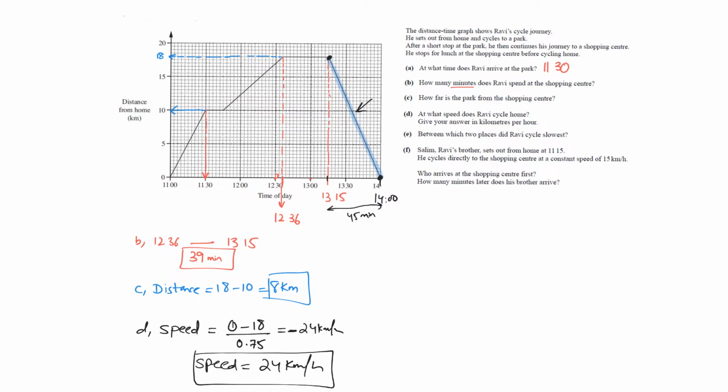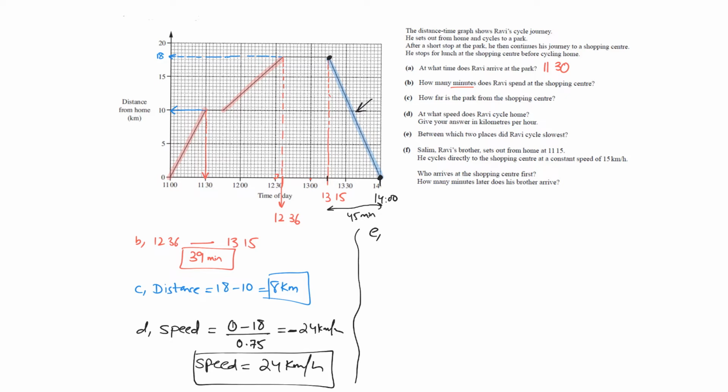Now for part E, they are asking, between which two places did Ravi cycle slowest? Obviously he will be cycling slowest where the speed would be low. So we have three regions. The first region was when he was cycling from home to the park, then from the park to the shopping mall, and then this part he was cycling back from the shopping mall to home.